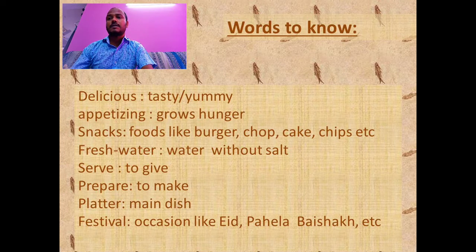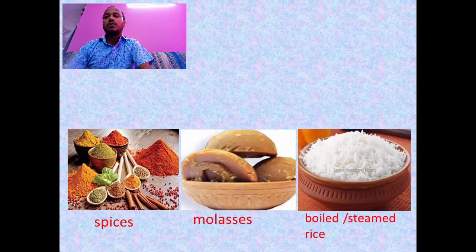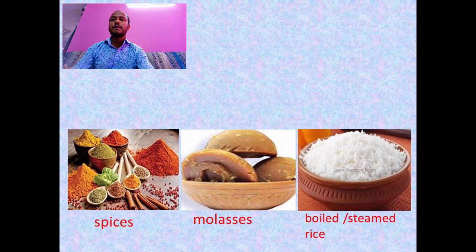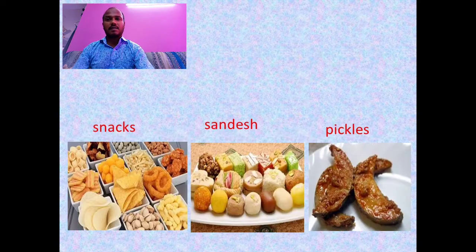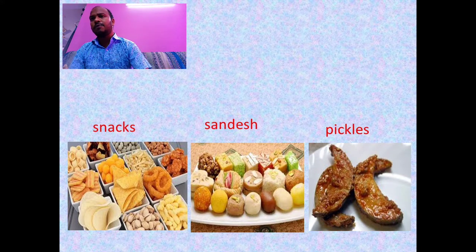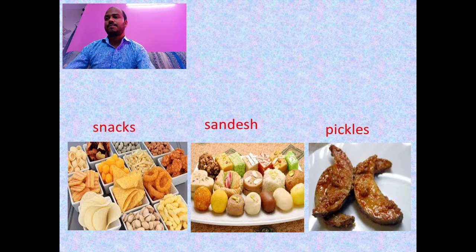So next, in the next picture, we can see spices. Spices means masala. Molasses in Bengali means gur. Boiled rice, that means sheddo bhat. Snacks, halka khabar. Sandesh, it's a kind of sweet. And pickles. Pickles in Bengali means achar. So we all know these kinds of food items, and often we eat these kinds of food items.